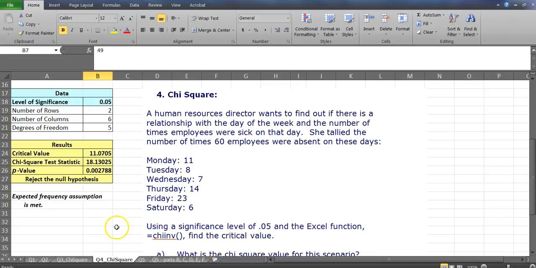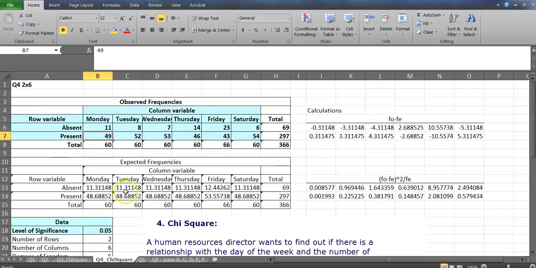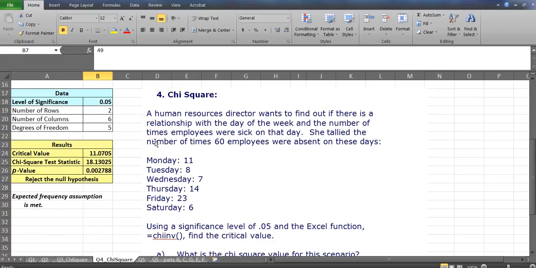Question number 4 is basically the same thing, just some things you need to be aware of. In this particular problem, a human resources director wants to find out if there's a relationship between the day of the week and the number of times they're sick on that day. So they have the days of the week and the number of employees who are absent on these days. So you're given this information.